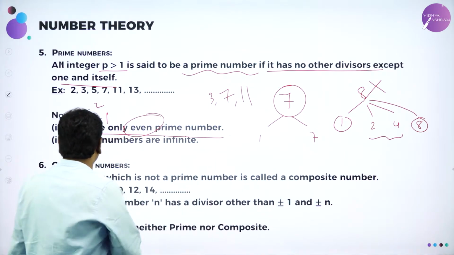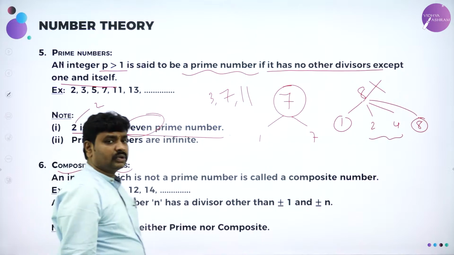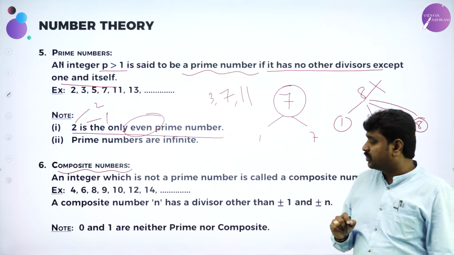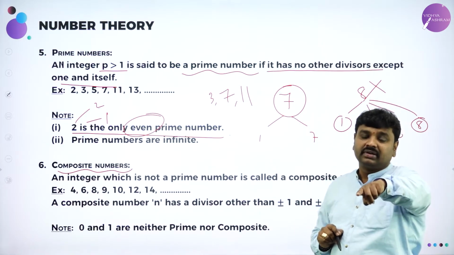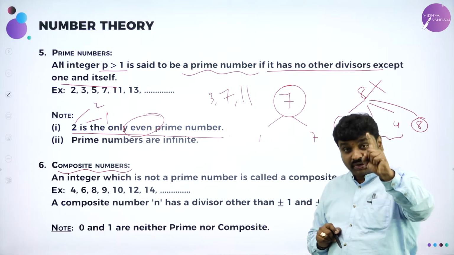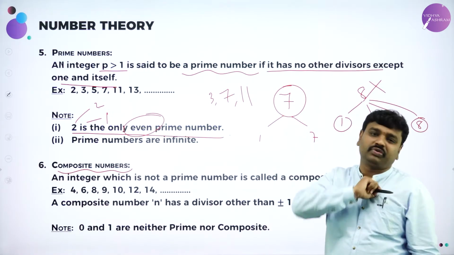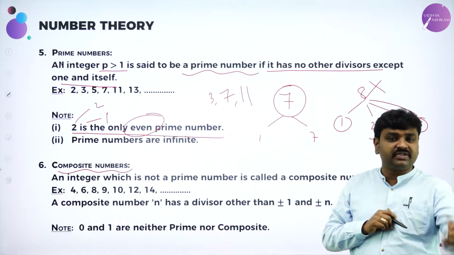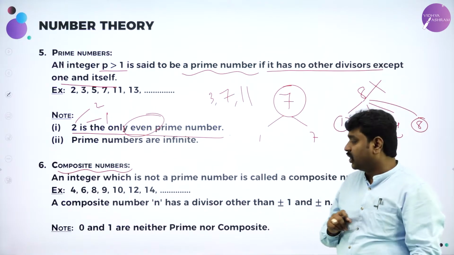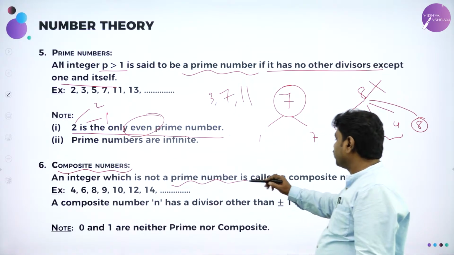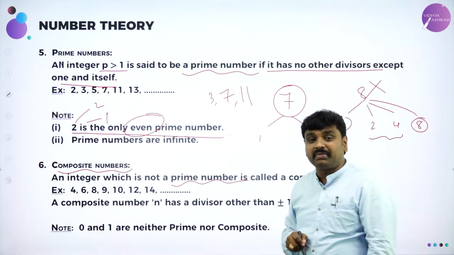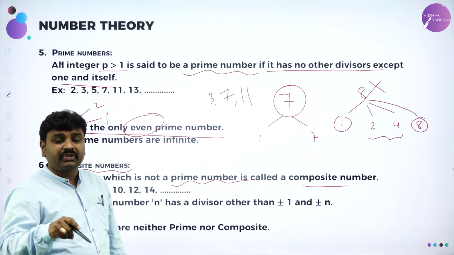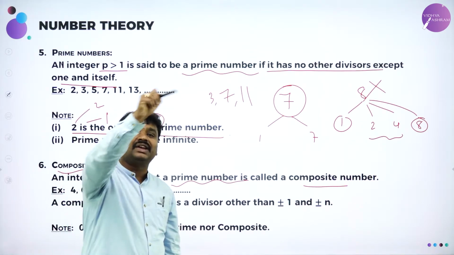Then we have composite numbers, opposite to prime numbers. What is a composite number? An integer which is not a prime number, which means it has a divisor other than itself and 1. It should have a divisor other than 1 and itself. For example, 8 is a composite number because it has divisors other than 1 and itself. 8 is divisible by 2, 4, and so on. A number which is not a prime number is called a composite number.